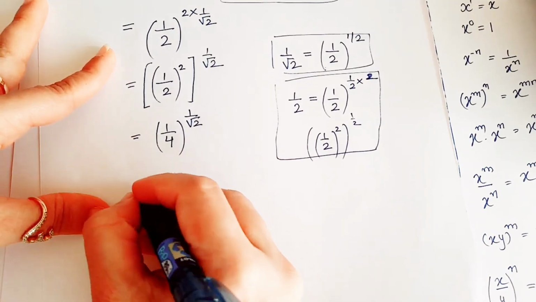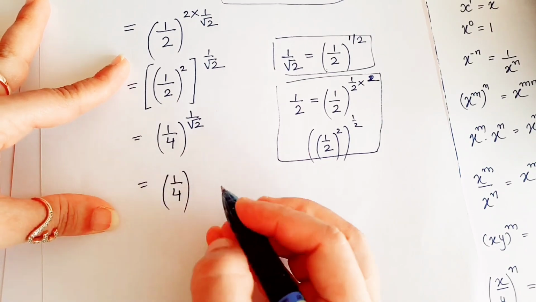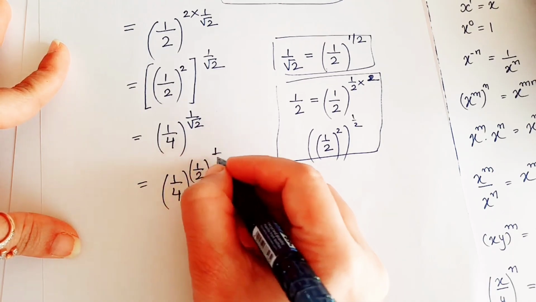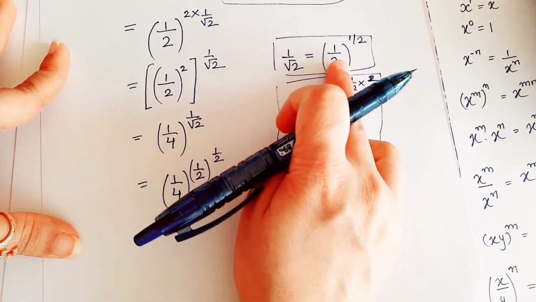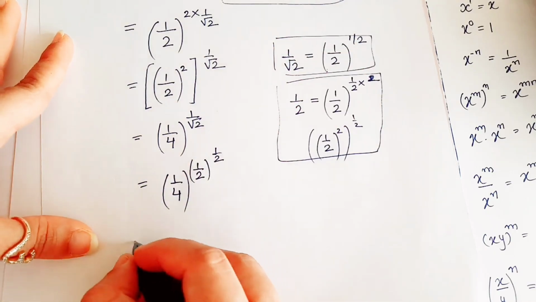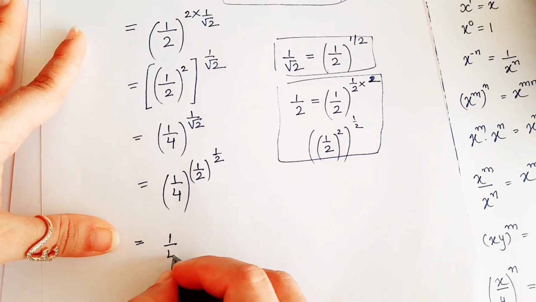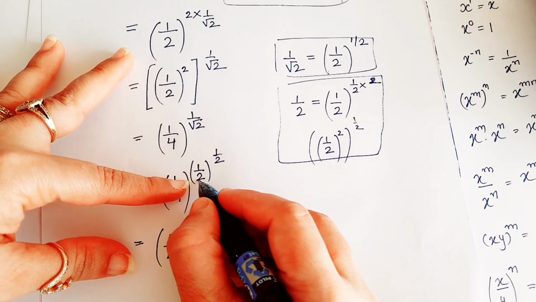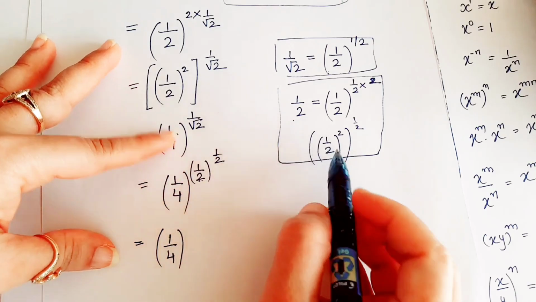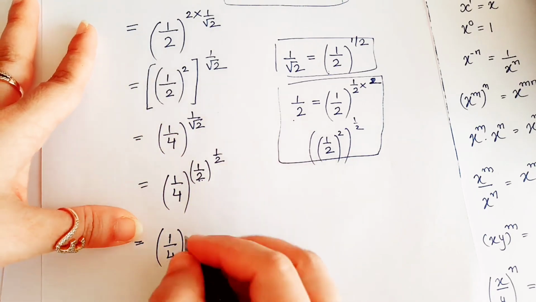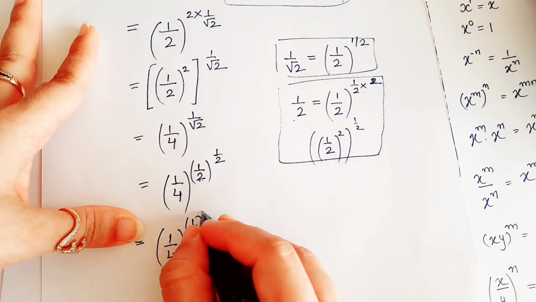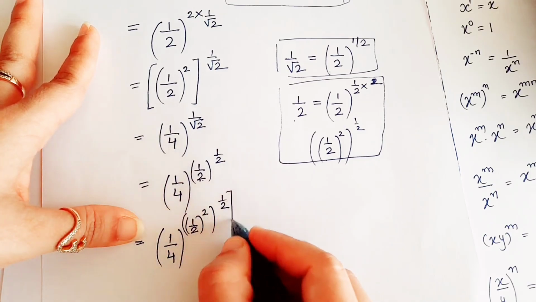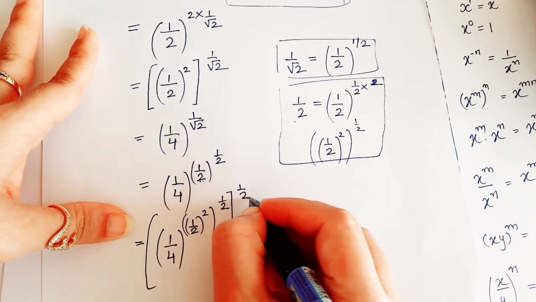Here is equal to 1 upon 4 raised to power 1 upon root 2. That means 1 upon 2 raised to power 1 upon 2. That means we have 1 upon 4 raised to power 1 by 2. And this 1 by 2 can be written as this. So we can write it as 1 upon 2 raised to power 2 raised to power 1 by 2, and this is whole power 1 by 2.